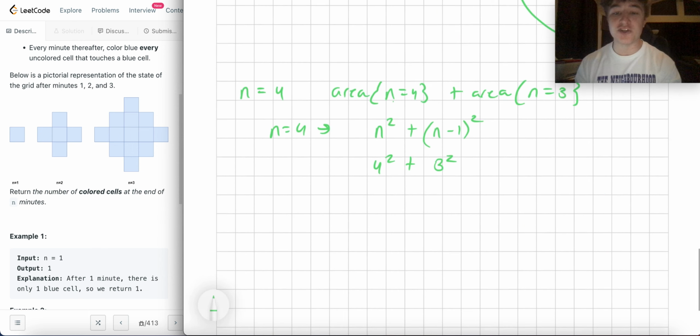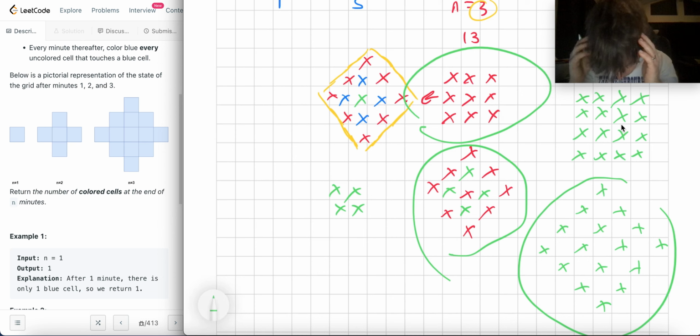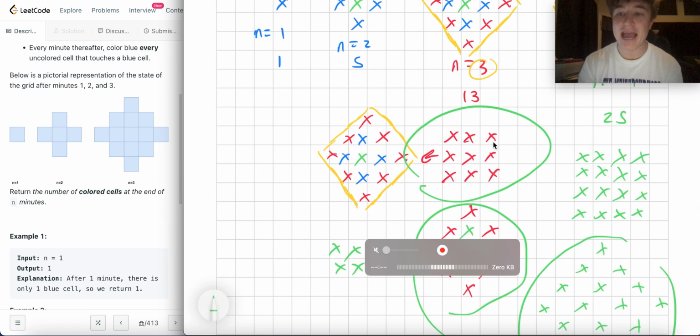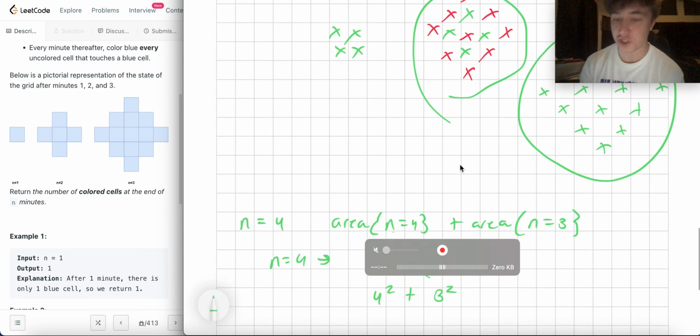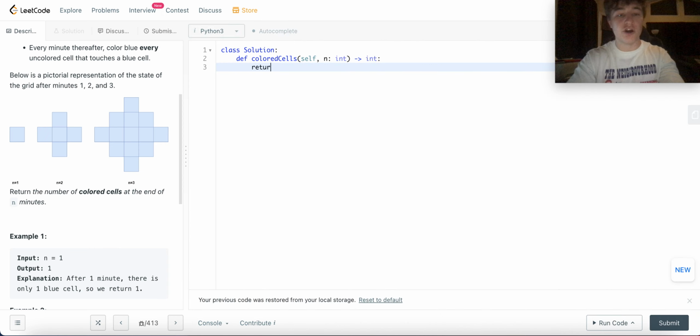But the essential equation is really just the area of the square of that size plus the area of the square of size n minus 1, right? So for n equals 4, I add in the 4 square and I add in the 3 square to get the solution. So that indicates to me that the generic equation is just this here. So we just return the square that corresponds to that diamond plus a square that's one smaller to fill in those gaps, right?